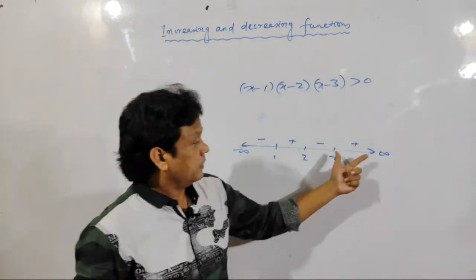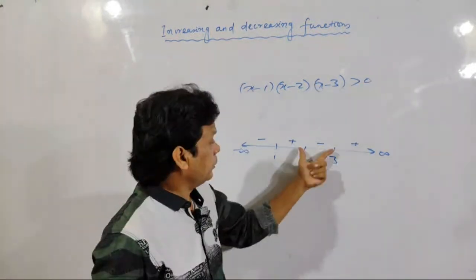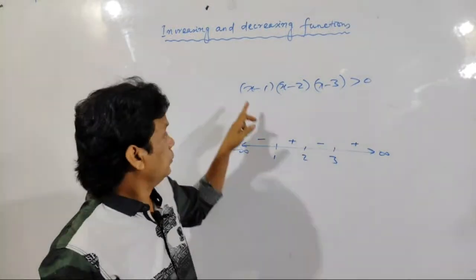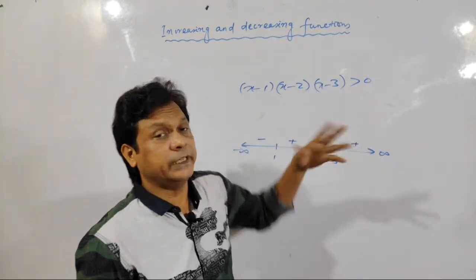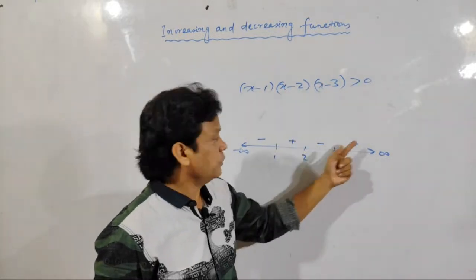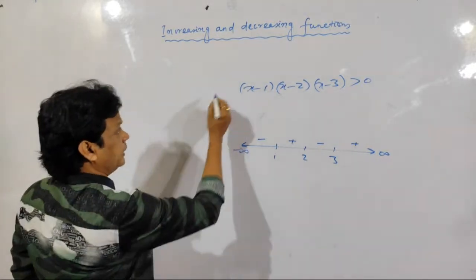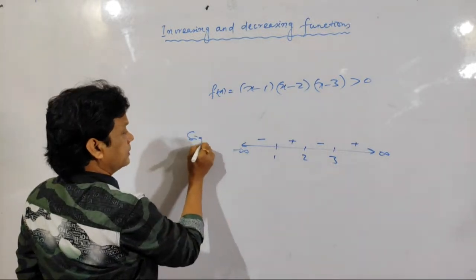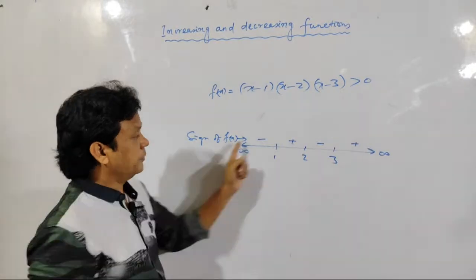Here, in between 3 and infinity, let us take a point. In between 2 and 3, let us take an element, that means 2.5. 2.5 minus 1 is positive, 2.5 minus 2 is also positive, 2.5 minus 3 is negative. So positive into negative, so it is negative. So you should put the alternate signs. And here, if this quantity is f of x, you should write this is the sign of f of x.